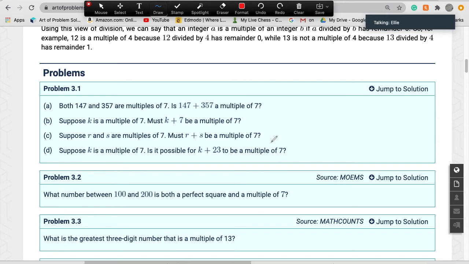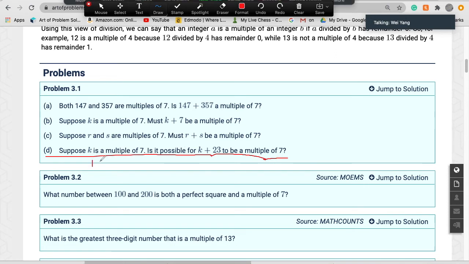D. For D? Yeah. Read this one. If K is a multiple of 7, is it possible for K plus 23 to be a multiple of 7? No. Why? Because 23 is not a multiple of 7. Yeah, it's not a multiple of 7. Right. You can still prove this.